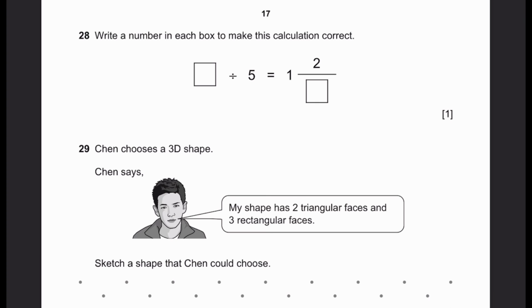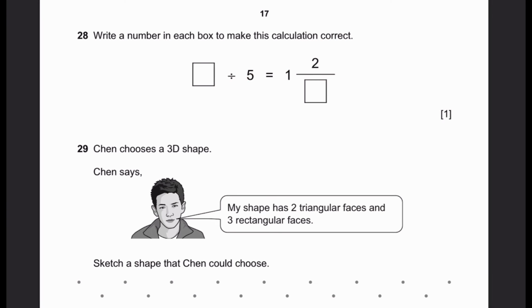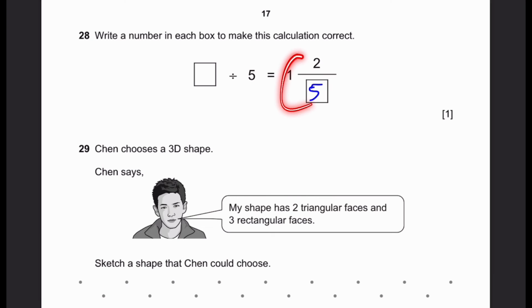Question 28. Write a number in each box to make the calculation correct. Dash divided by 5 is 1 and 2 fifths, which is 1, 2 by dash. Well, since we're dividing by 5, of course the denominator here will be 5. Now 1 and 2 fifths can be written as 7 fifths. So this number has to be 7. That's simply our answer.